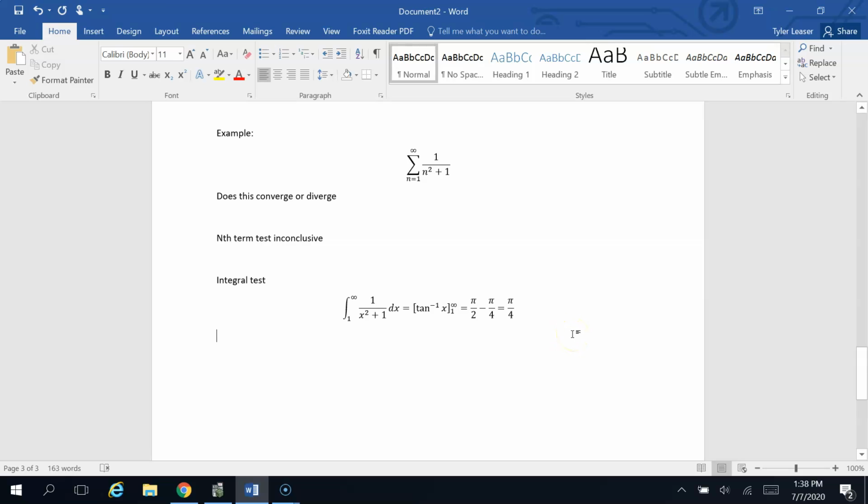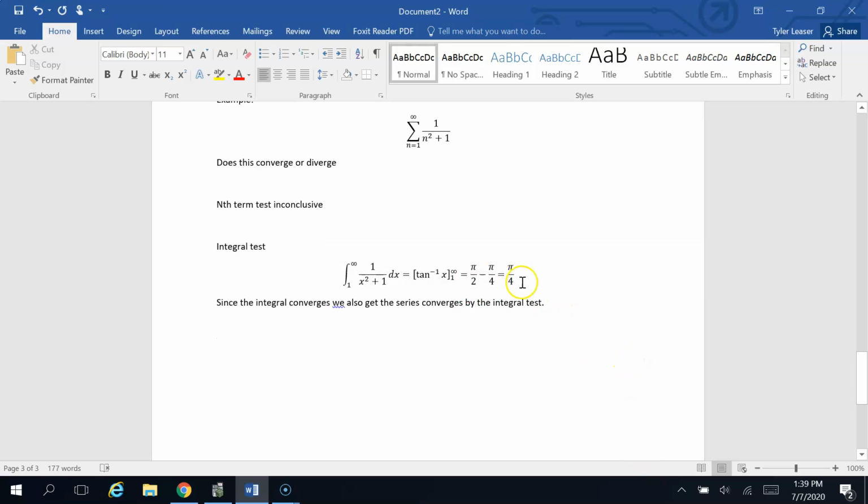That means what we can say is, since the integral converges, we also get the series converges by the integral test. Just because the integral converges to pi over 4 does not mean that the series converges to pi over 4. We have no idea what this converges to. All we know is that it converges.